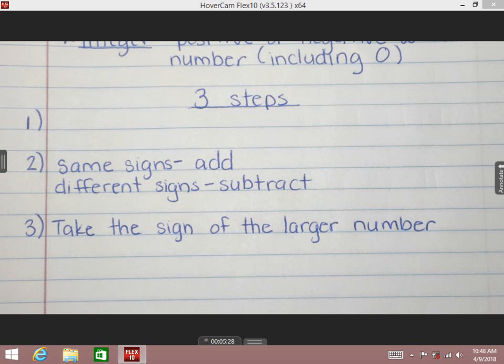So our cheer. I say same sign, you say add. Same sign. Add. I say different, you say subtract. Different. Subtract. Same sign. Add. Different. Subtract. Same sign. Add. Go math!